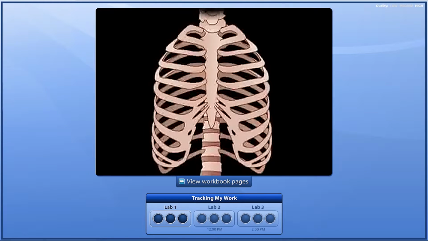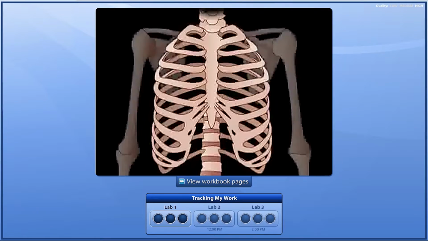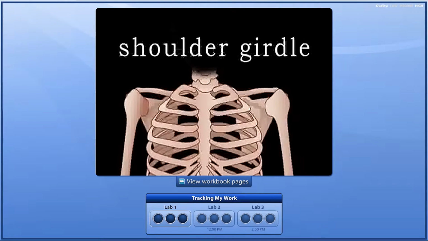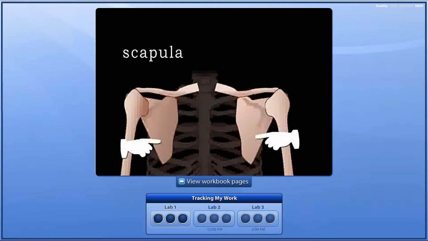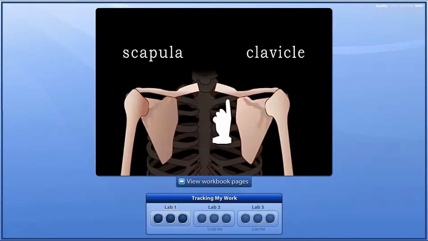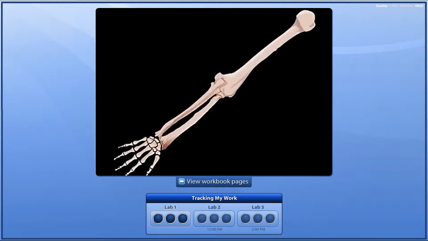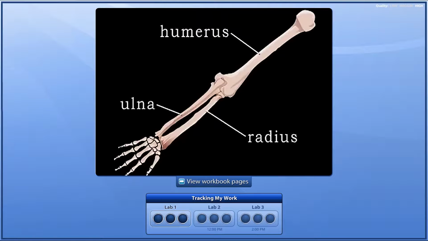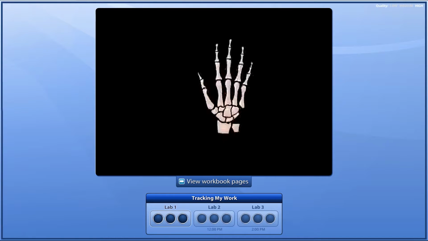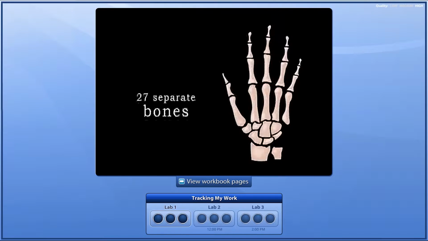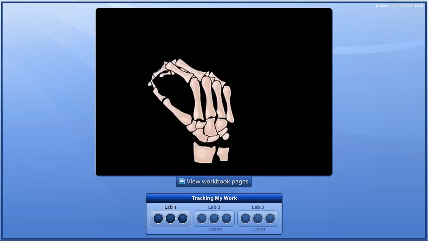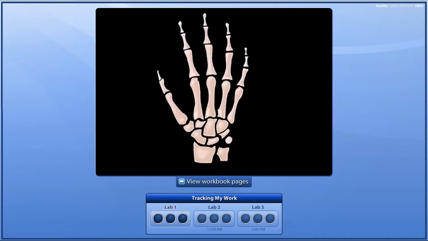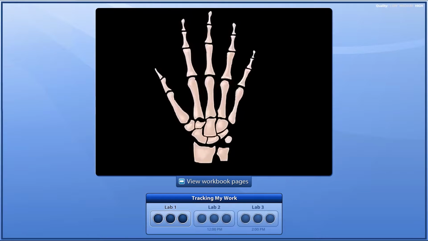The bones of the upper extremities, or arms, are connected to the axial skeleton via the shoulder girdle. This consists of the scapula, or shoulder blade, and the clavicle, or collarbone. The arm itself is composed of the humerus, or upper arm, and the radius and ulna of the forearm, plus the wrist and hand, which consist of 27 separate bones. Because of this large number of small bones, our hands are capable of more movement than any other part of our body.